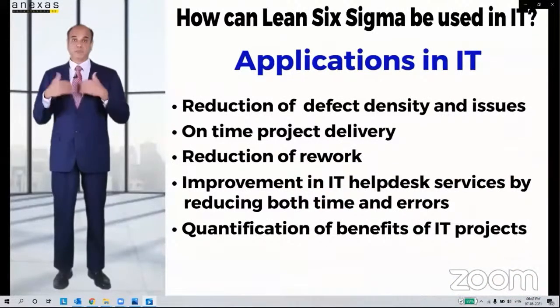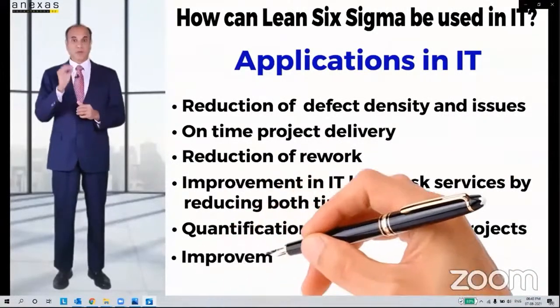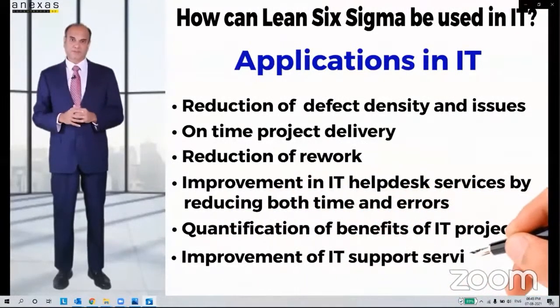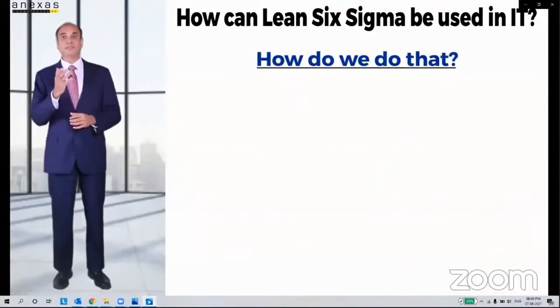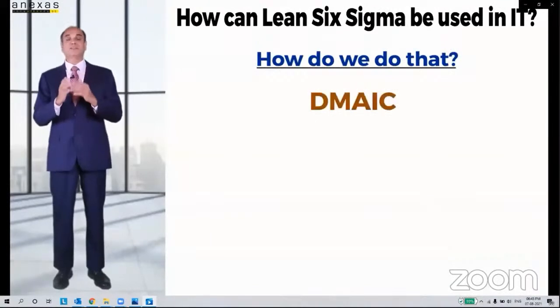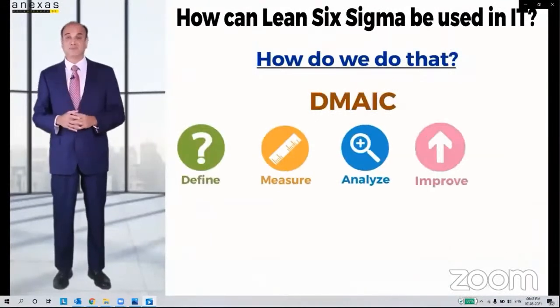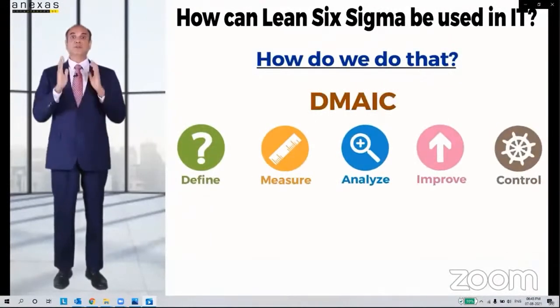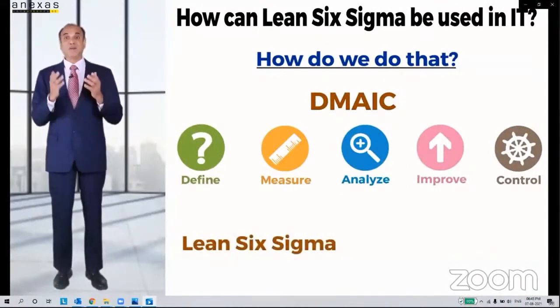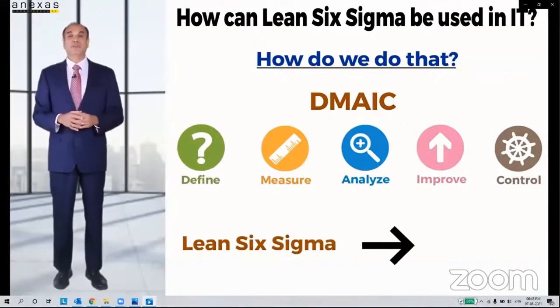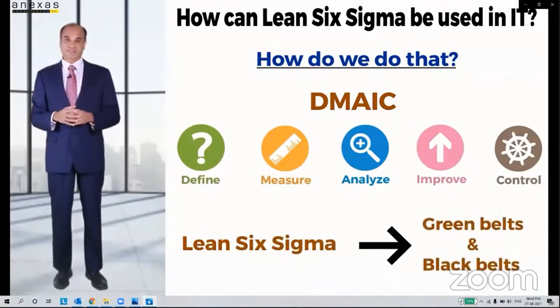The Lean Six Sigma tools also help you to improve IT support services. How do we do that? By training the staff of IT companies to use Lean Six Sigma tools and techniques and apply DMAIC methodology, that is define, measure, analyze, improve, and control. They convert the improvement opportunities in the company to Lean Six Sigma projects and complete them to achieve their certifications as green belts and black belts.